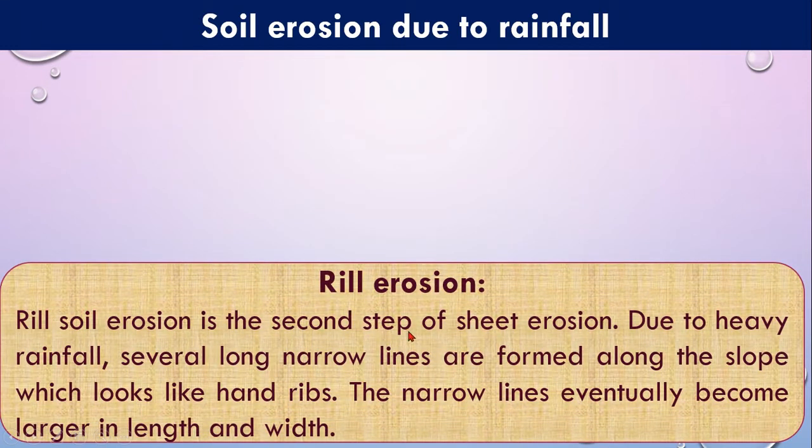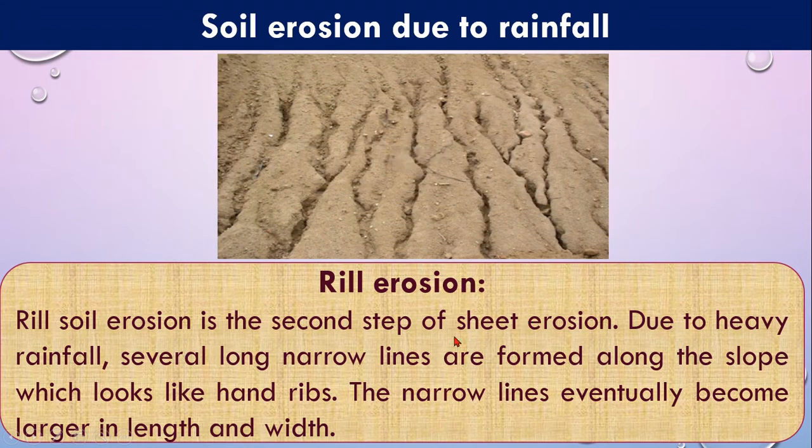Next one is rill erosion. So what is rill erosion? Rill erosion is the second step after sheet erosion. That means due to heavy rainfall, several long narrow lines are formed along the slope which look like handrails. If you observe your hand, you can see this type of rip or crack, even in the soil.